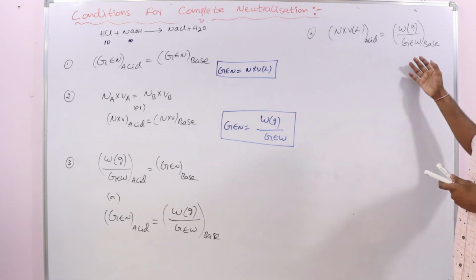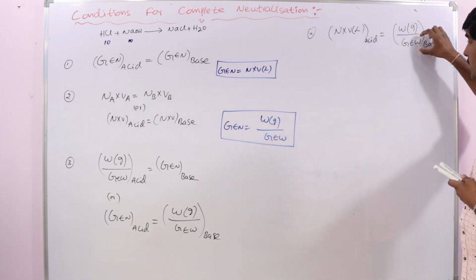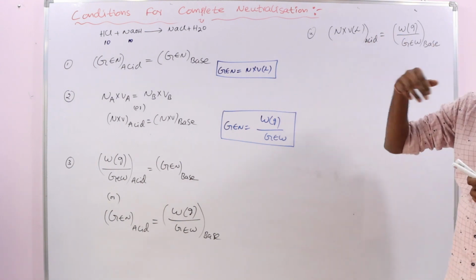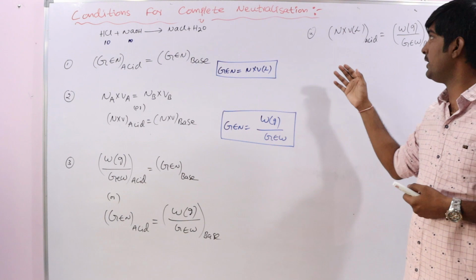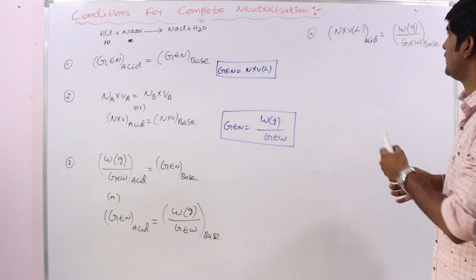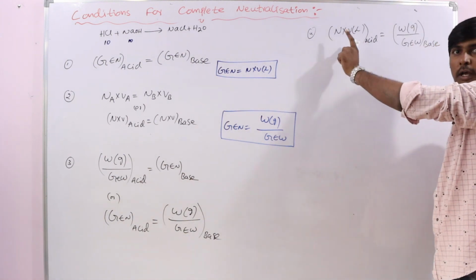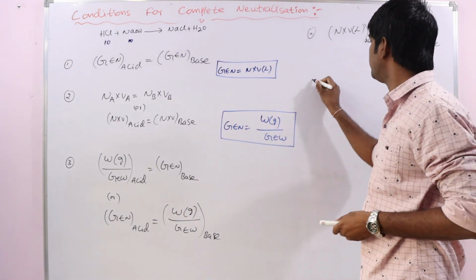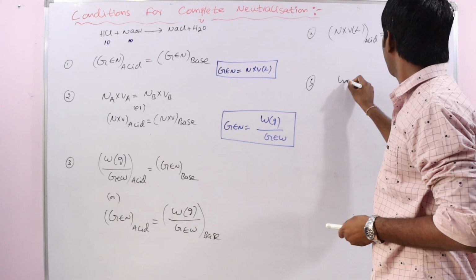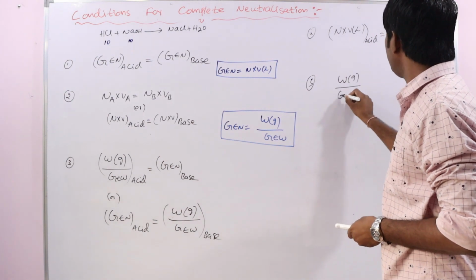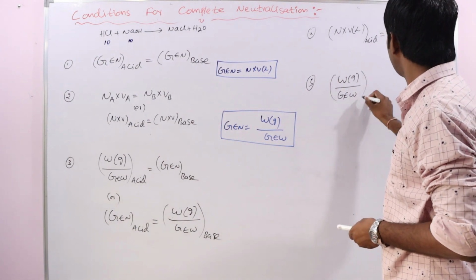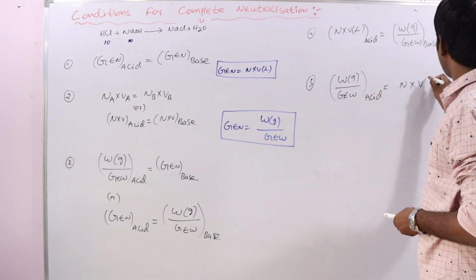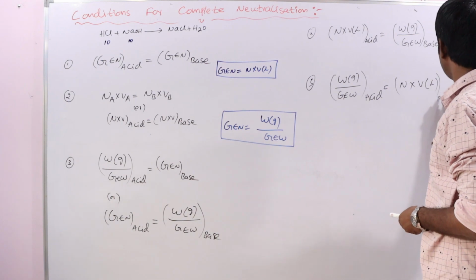Or they have provided weight and gram equivalent weight of the base and volume of the acid, and they ask you what is the concentration of acid at complete neutralization condition, then we can get the N value. Clear? Depending upon the provided information. Or we can write weight by gram equivalent weight of acid is equal to N into V of base.